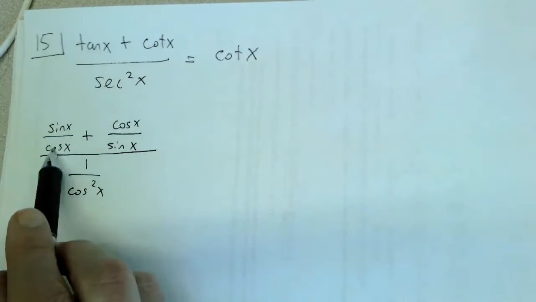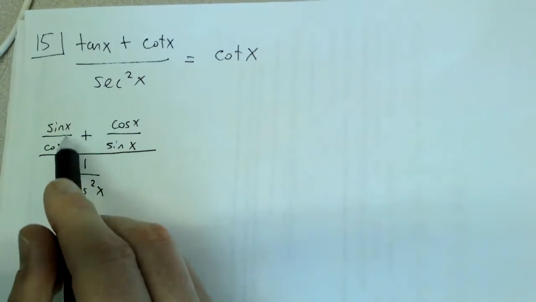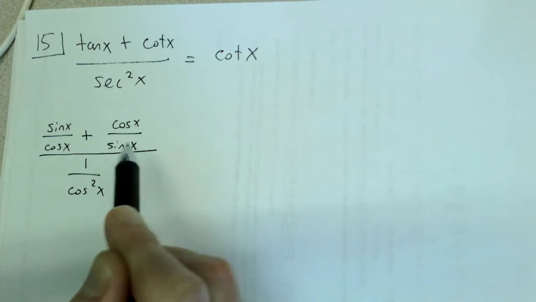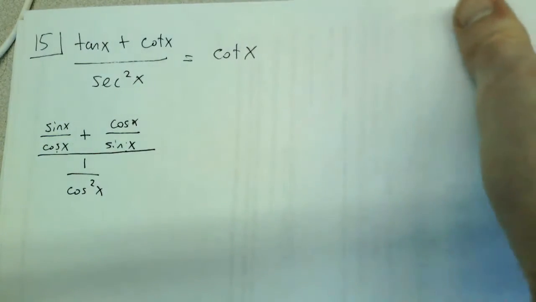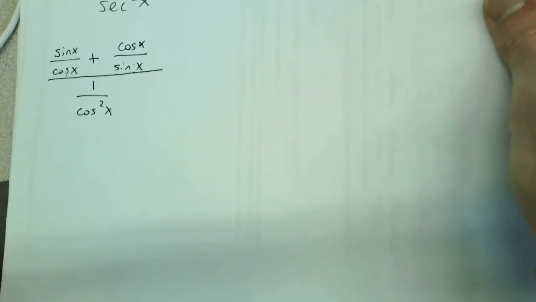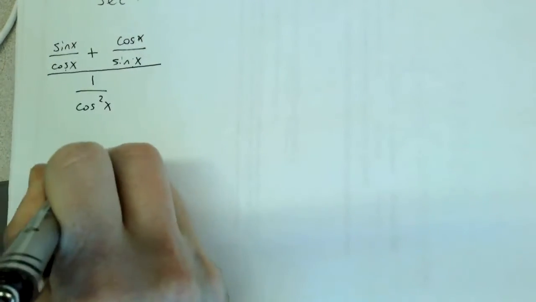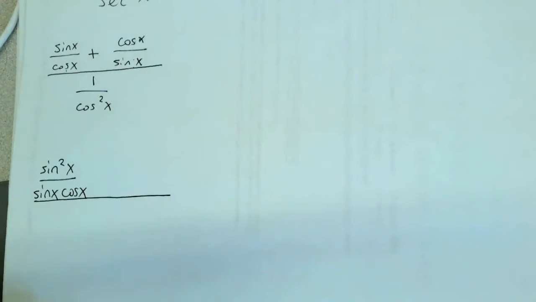And the way to do that is to obtain common denominators between these two fractions. So I'll multiply top and bottom of this first fraction by sine of x, and I'll multiply top and bottom of the second fraction by cosine. And then they will have common denominators. So let's go ahead and do that. So here's my big fraction bar. Multiply top and bottom here by sine. I get sine squared x over sine x cosine x. Is that okay, guys?